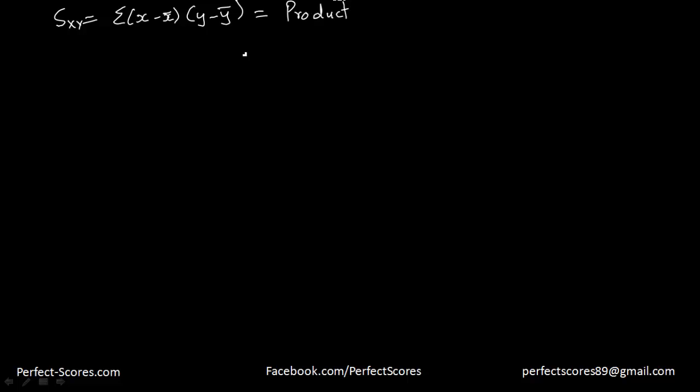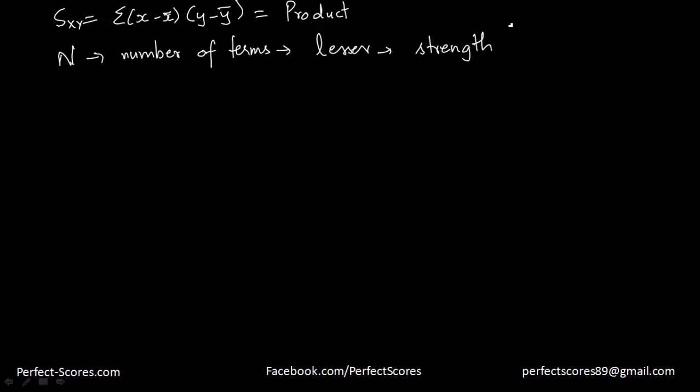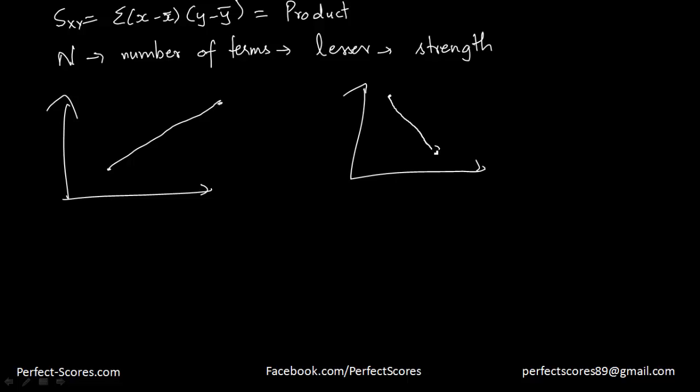Well, there's some other thing as well which also determines the strength of the correlation, and that is n, the number of terms. As you observe, the lesser the number of terms, the more strength the correlation is going to have. Let's suppose you have just 2 points. On this graph, if you have just this point and this point, you're going to have a perfectly positive correlation, right? Or if you have 2 points like this, you're going to have a perfectly negative correlation. It's going to be a straight line, right?